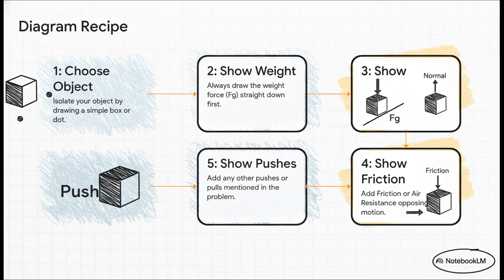Step 2, and always do this first, draw the weight force, Fg, pointing straight down. Step 3, look for anything touching your object. Surfaces, ropes, add those contact forces like the normal force or tension. Step 4, if the object is moving or even just trying to move, add in friction or air resistance pointing in the opposite direction. And finally, step 5, add any other pushes or pulls that the question mentions. Follow those 5 steps in that order and you're golden.